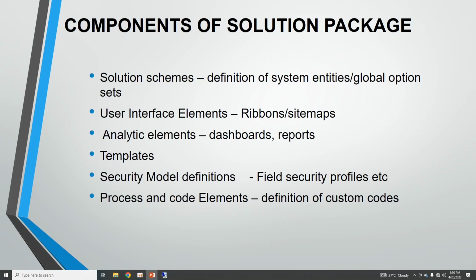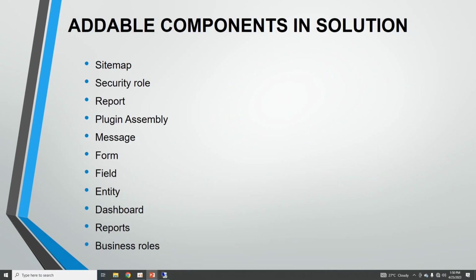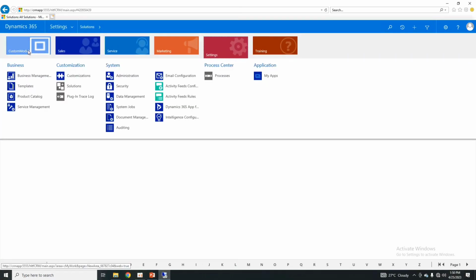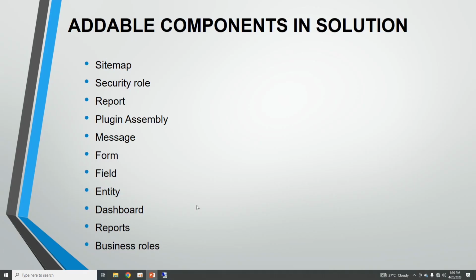The solution components may be different types. They may be user interface elements, templates. That one is not so important. Addable components in solution, that is quite important, that what can be added to a solution. You can add a sitemap, that is user sitemap. We have talked about sitemap in our previous video. That is, this one is a sitemap in which you can go through different parts.